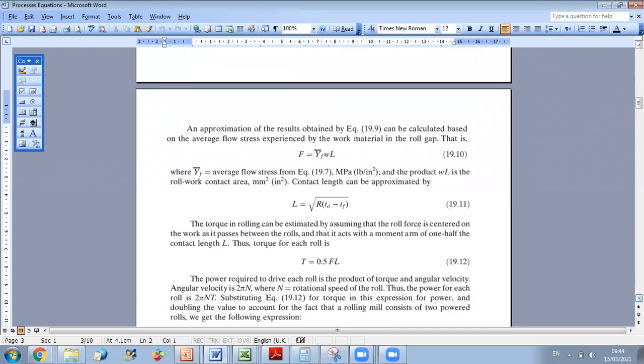Now, where Y represents the average flow stress and the product WL is the roll work contact area. The contact length can be approximated by radical R times T0 minus TF.